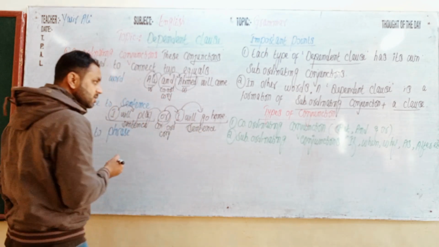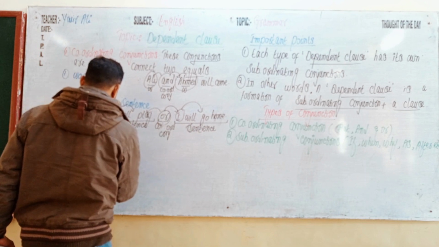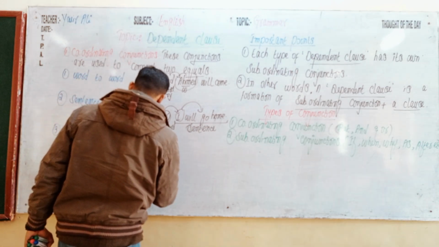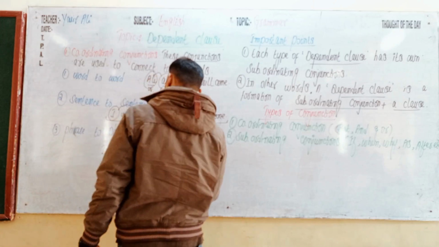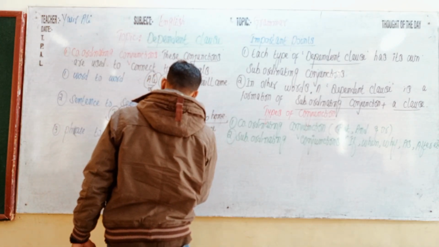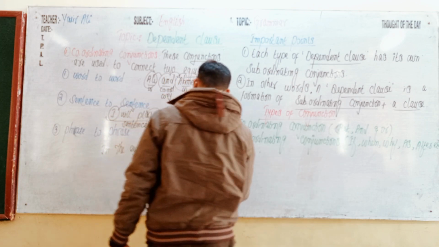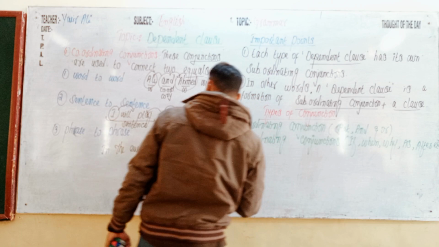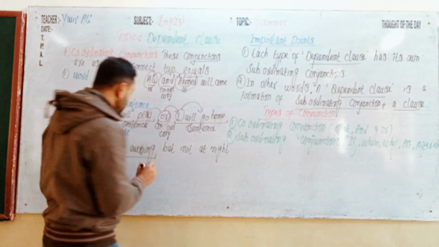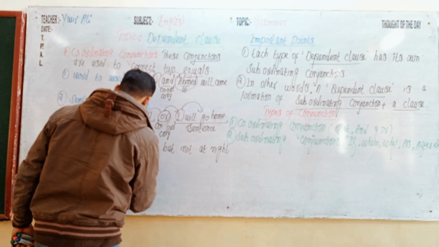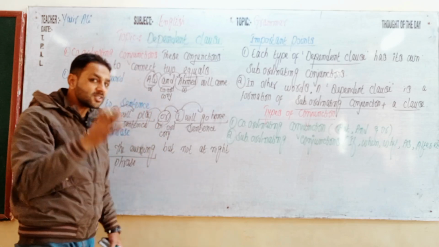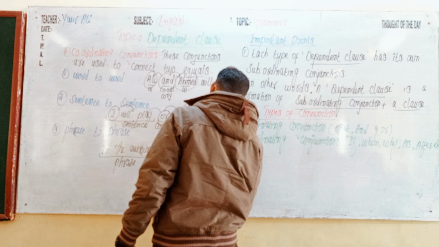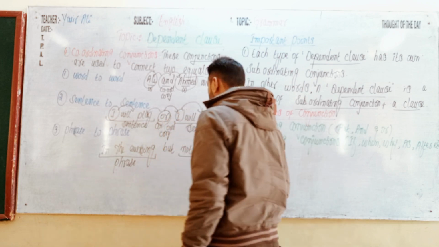And the last, phrase to phrase. What is a phrase? In the evening, but not at night. What does it mean? Right now, this is one phrase. A phrase is a combination of words without subject and predicate. It does not give complete and clear meaning unless or until it is attached to a complete sentence.